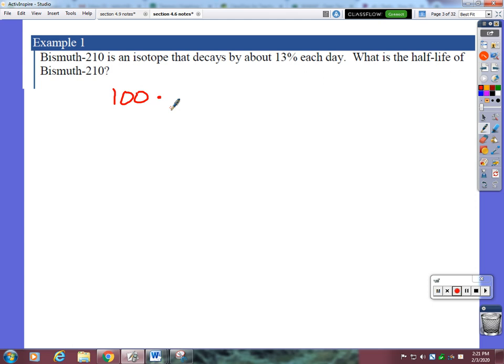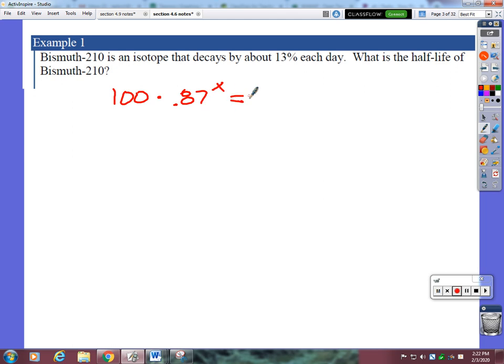So I'm going to write 100 times, and this trace is muy importante, so don't miss this. If it's decaying by 13% each day, that does not mean that I multiply by 0.13, because that's how much is going away. What I want to know is how much is left. So how much is left if 13% is decaying? 87%. So I'm going to go 100 times 0.87 to the x.